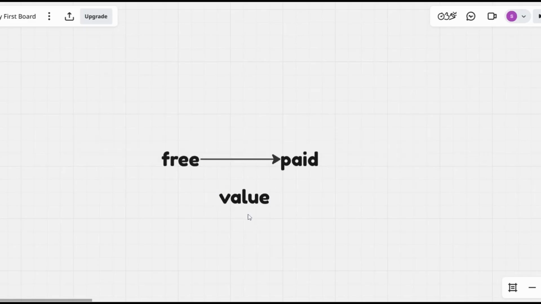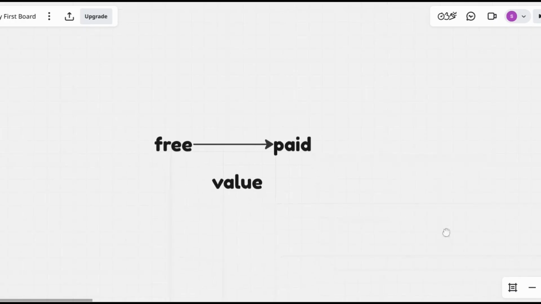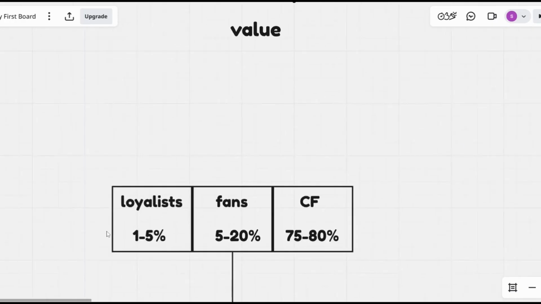Now let's take a look at the members aspect. This is what a free community looks like. The first group of people are your loyalists. These are the people who will eventually buy from you. The only reason they haven't is because of some constraint like lack of money. This group makes up about 1 to 5% of the people inside of your community.